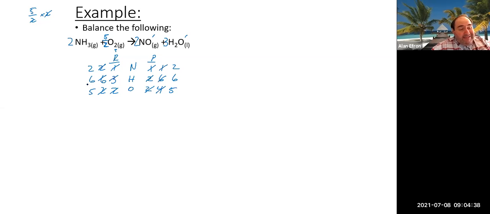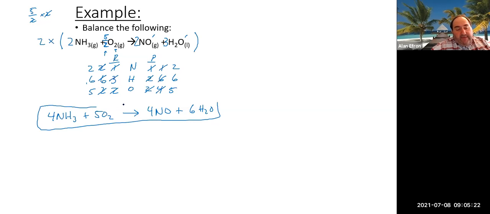At this point, it is technically balanced, but it is incorrect because this number right here is not a whole number. As we mentioned earlier, you can definitely use the fraction, but you're not completely done balancing the equation until you get rid of the fraction. So we multiply everybody by the denominator, and that gives us 4 of the NH3 plus 5 of the O2 goes to 4 of the NO and 6 of the waters.